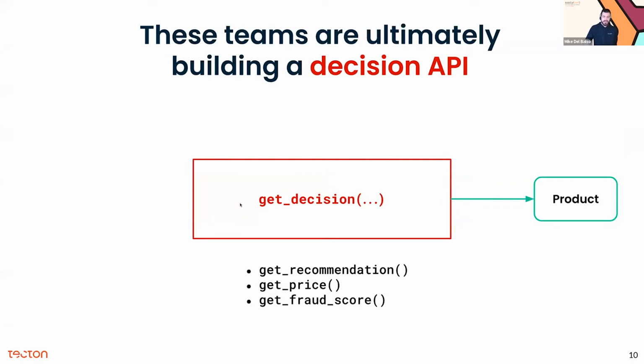So they're looking to get a decision from the ML teams, and you can think of it as the ML teams implementing a reliable and repeatable decision API that's accurate for the product teams. I think this is a good way to think about it. It helps you keep in mind what you're ultimately providing to the product. Maybe it's not get decision, maybe it's get recommendation, get price, get fraud score, depending on your use case. But ultimately, you're providing one signal, one decision to the product.